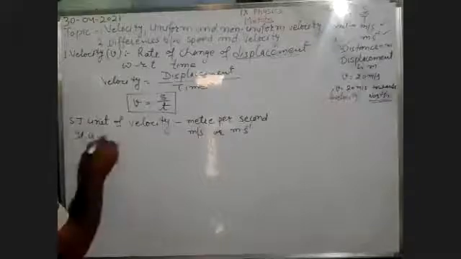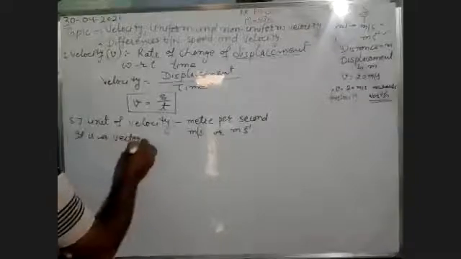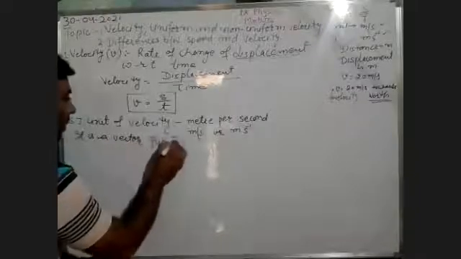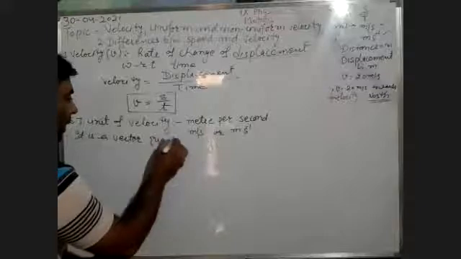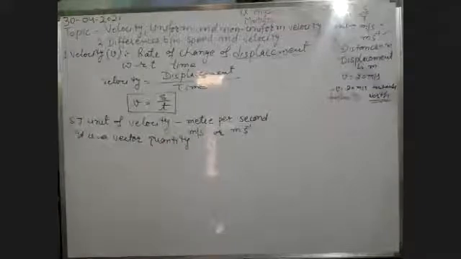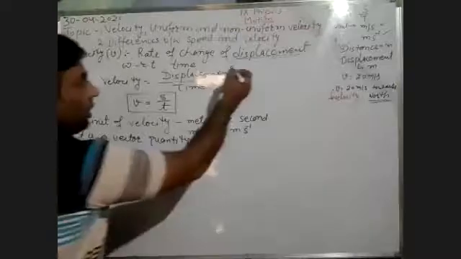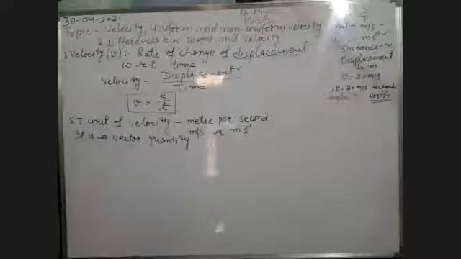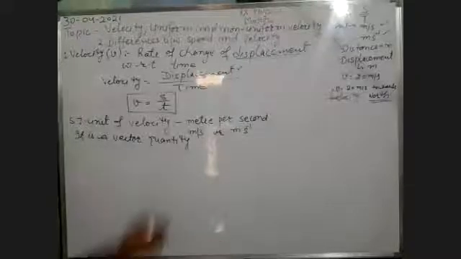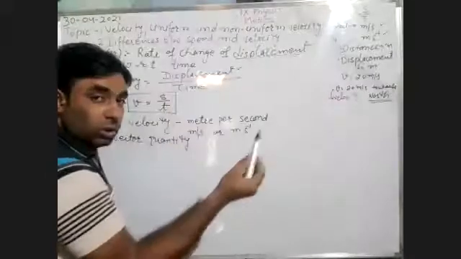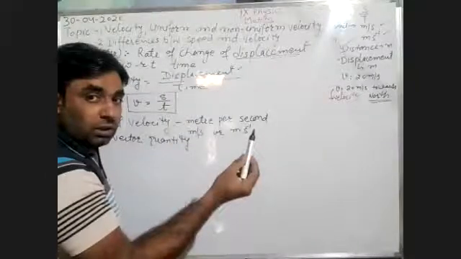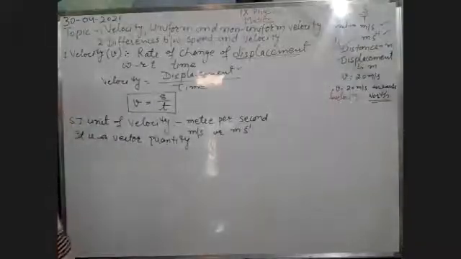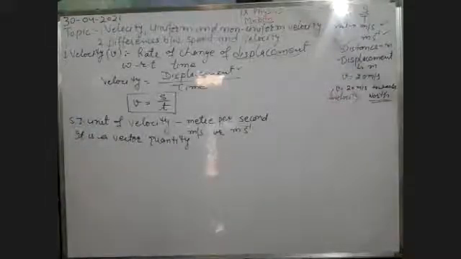So it is a vector quantity. Velocity is a vector quantity. Why is it a vector quantity? Because it depends on displacement, and displacement is a vector quantity. That is why velocity will also be a vector quantity. Or we can say that to measure velocity, we need both magnitude as well as direction. That is why it is a vector quantity.